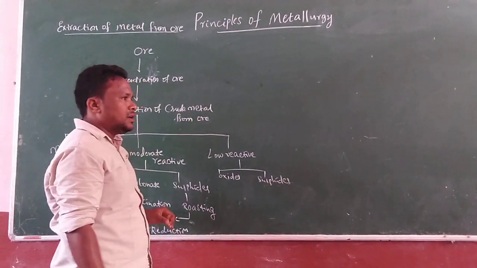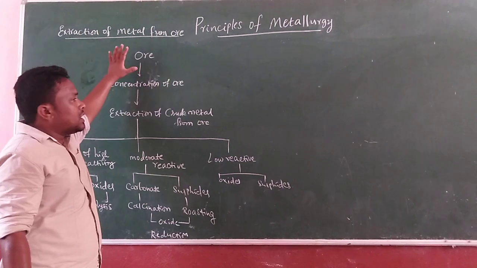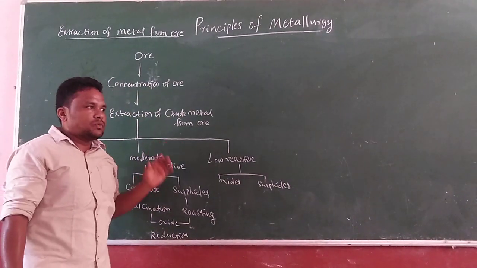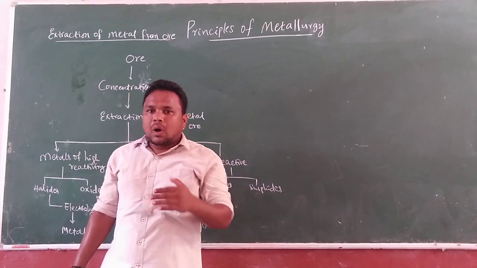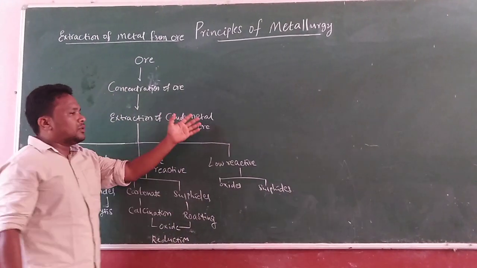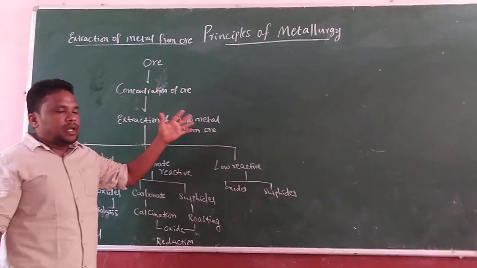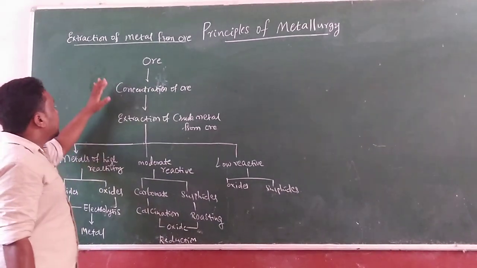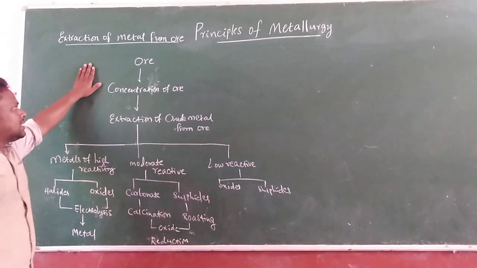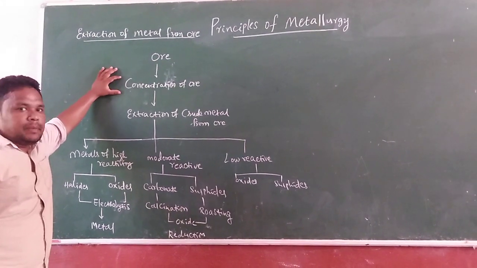That is completed. But here, extraction of metal from its ore. How can we get the metals from its ores? How can we get the high reactive metals from its ore? How can we get the moderate reactive elements from its ore? As well as how can we get the low reactive elements from its ore? Such things we are going to see today. First, this is a diagram which will show how we can extract the metal from its ore.